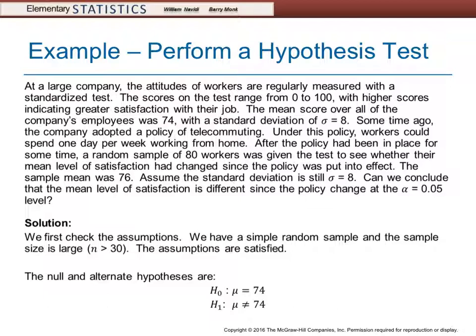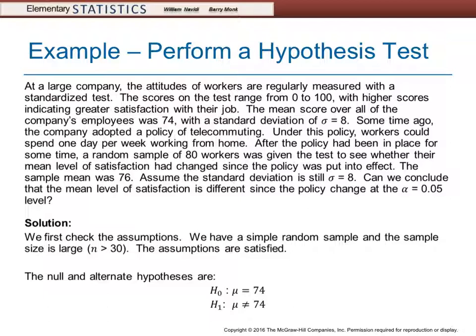So our second example is, at a large company, the attitudes of workers are generally measured with a standardized test score. The scores are on a test that range from 0 to 100, with the higher scores indicating greater satisfaction with their job. The mean score over all the company's employees was 74, with a standard deviation of sigma equals 8.